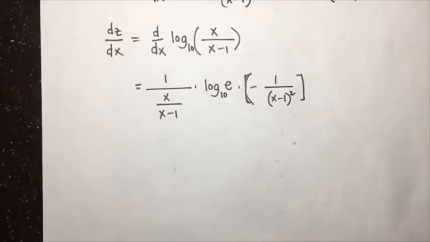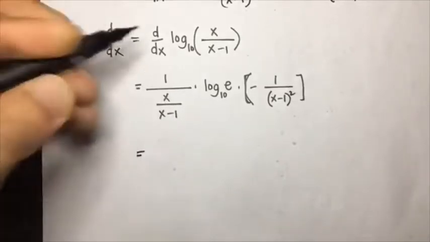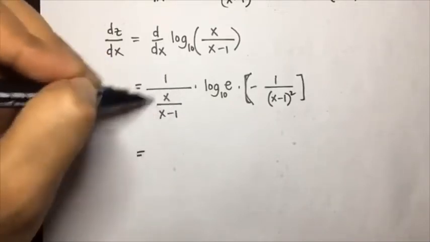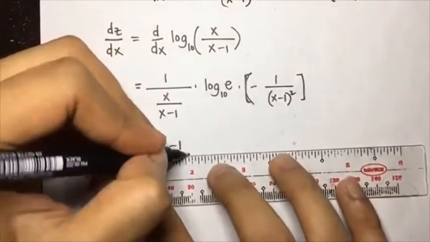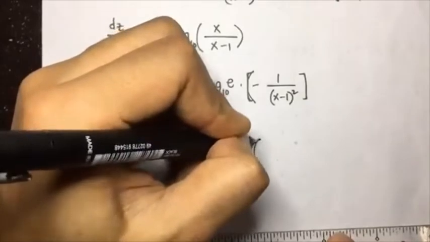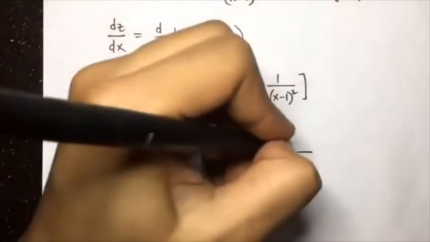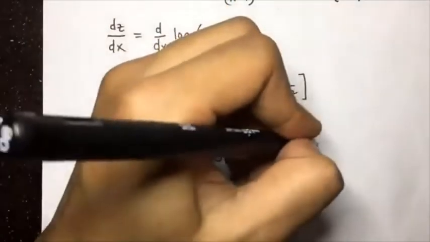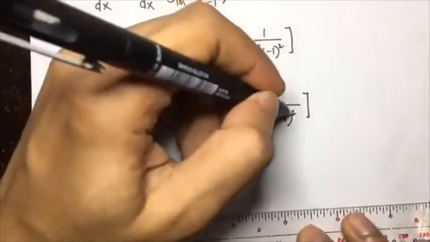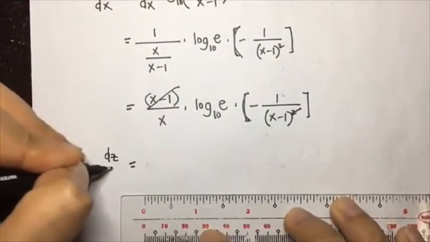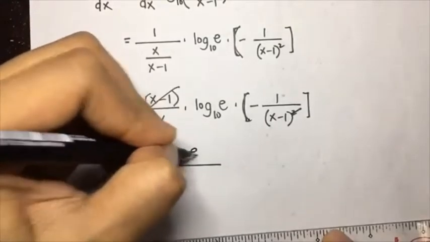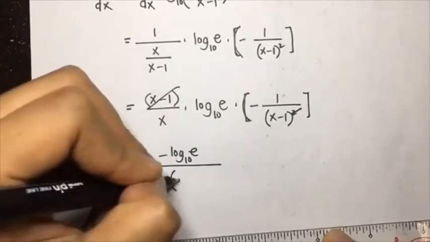Simplifying this, 1 divided by x over x minus 1 is equal to 1 times the reciprocal of the denominator. So it will become x minus 1 over x multiplied by log of e to the base 10, multiplied by negative 1 over x minus 1 squared. As you can see, we can cancel out x minus 1. What will remain is negative log of e to the base 10 over x times x minus 1.